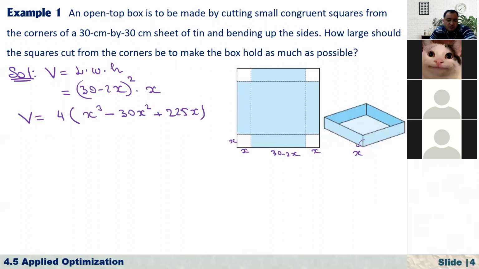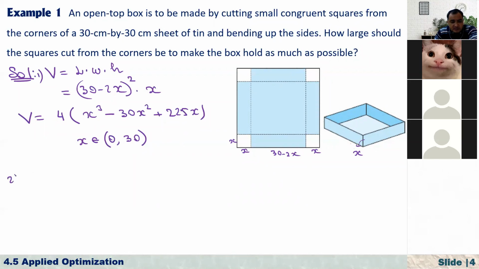So we are expecting this volume to be the greatest. To do this, first we need to find the maximum value of this function, right? And on which interval? Since the length is 30, our x must be between 0 and 30, because it cannot be greater than this. Of course, it cannot be equal to 0, otherwise it will be just the whole sheet of tin, and we cannot make a container from this. So that is the interval or domain of this function, right? So that's the first step.